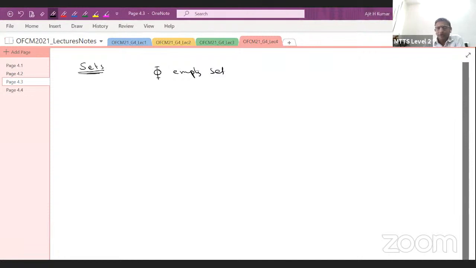Some property that you know of the empty set. Click yes if you know some property, other than saying that it has no element. Clicking yes is good enough. You don't have to raise your hand. Raise hand only when you want to ask me something. I'm sure all of you know. It's just that you don't want to say.